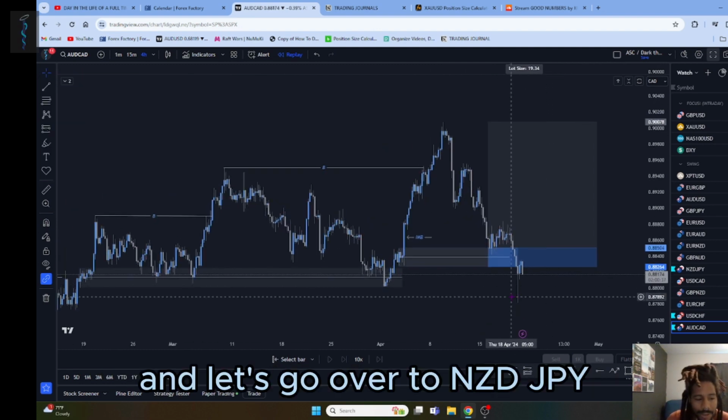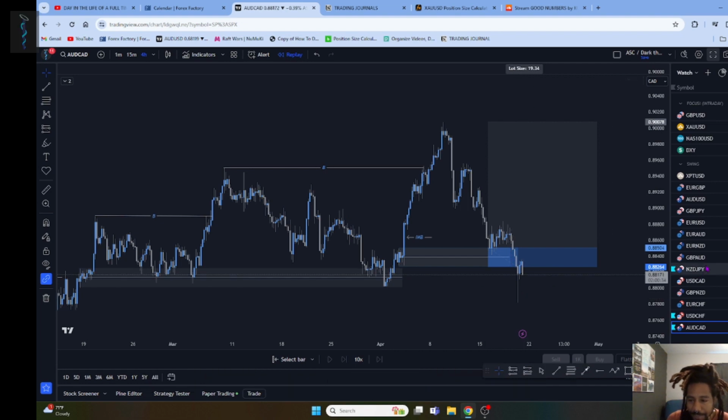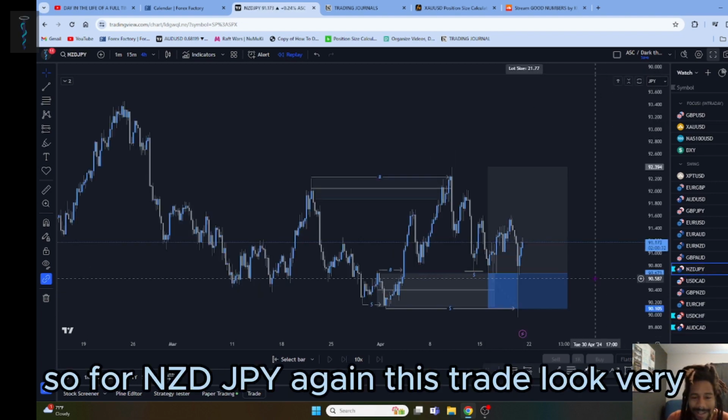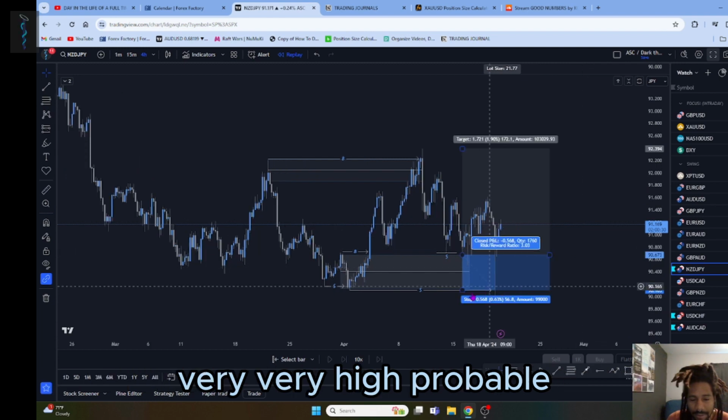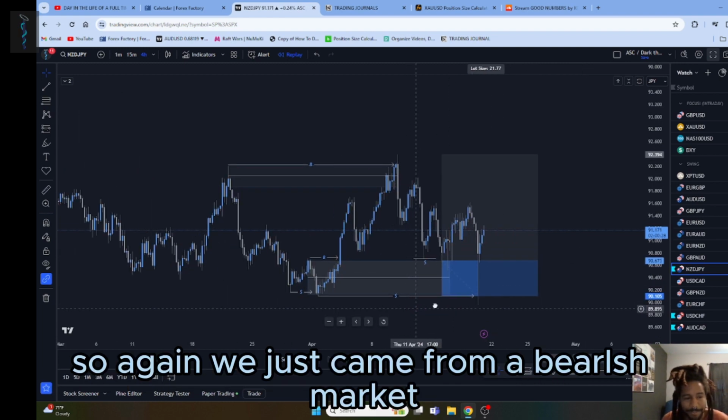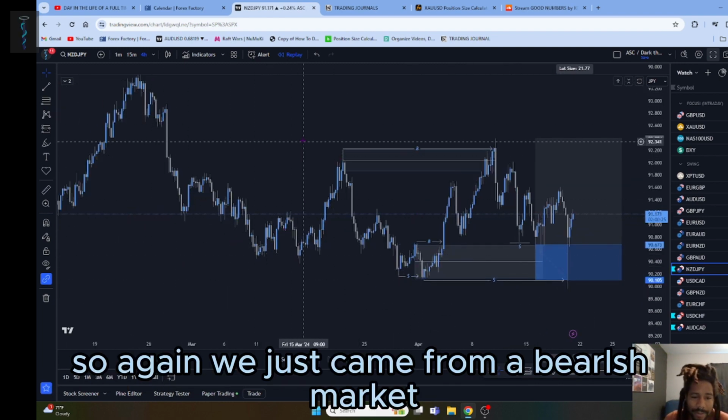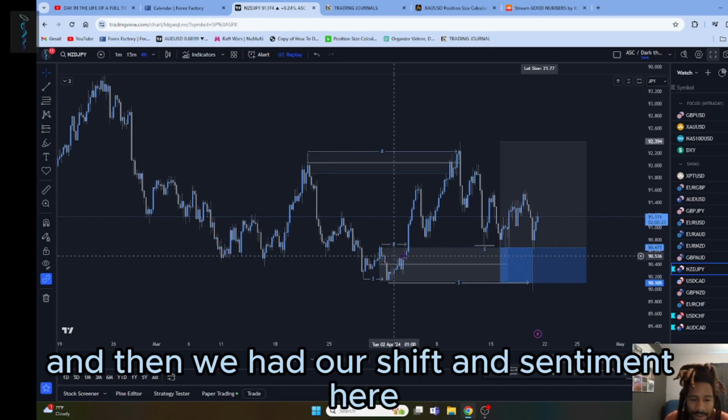And let's go over to NZD JPY. For NZD JPY, again, this trade looked very, very, very high probable. Again, we just came from a bearish market, and then we had our shift in sentiment here.